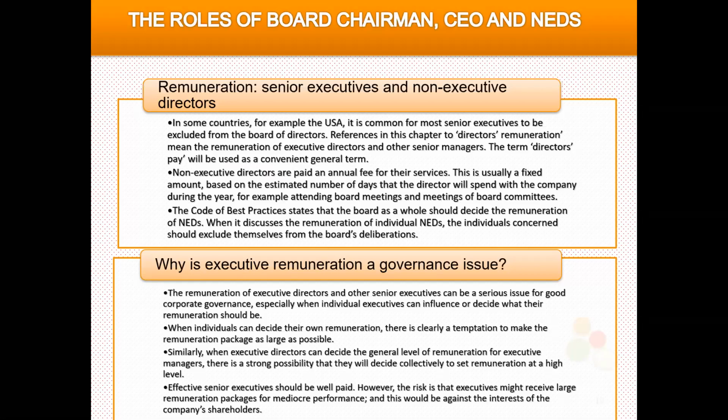The Code of Best Practices states that the board as a whole should decide the remuneration of NEDs. And obviously, when it comes to discussions on the remuneration of individual NEDs, the individual concerned should exclude themselves from the board deliberations. You cannot be discussing your own salary.